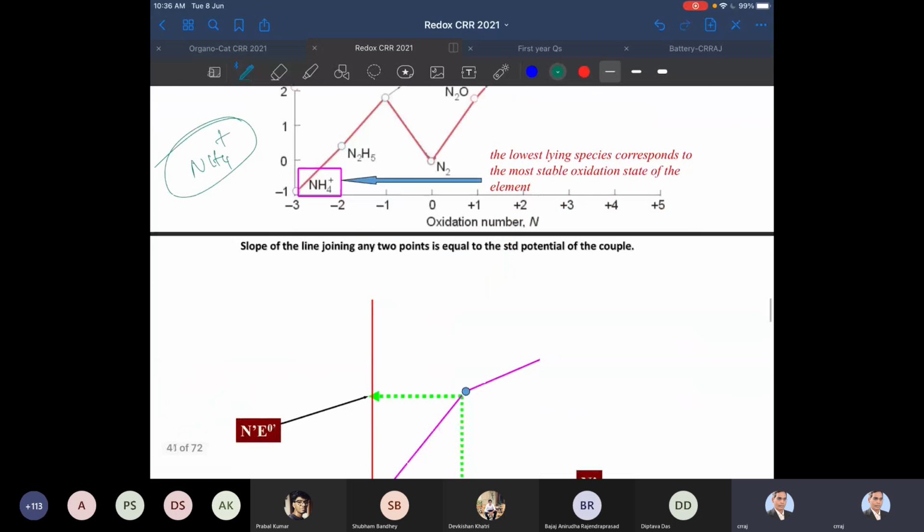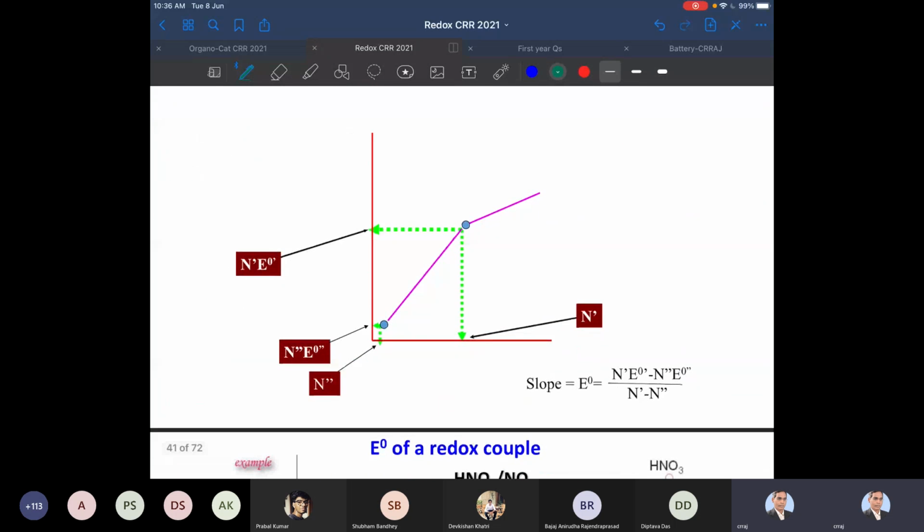Nothing much to read here. This slide is very simple. I have already explained: we calculate the slope, and then what we get is the E0 value. Don't we know the E0 value for this redox couple? Yes, you know. But when you have multiple oxidation states put in a single diagram, you can quickly look at the slope, find out the E0 value, and predict the property overall.